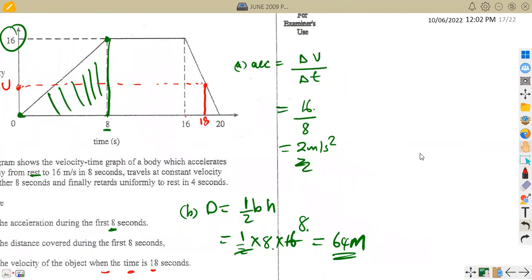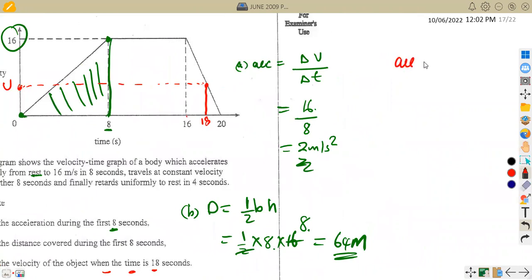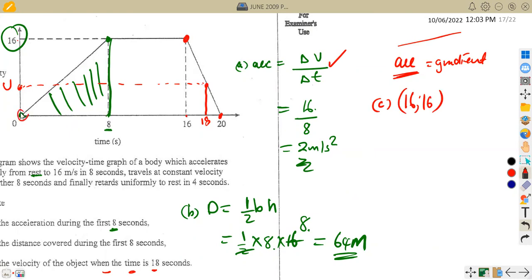Whenever you're dealing with acceleration, remember acceleration and gradient are the same thing. I told you that gradient on a straight line is the same, so it means acceleration is also the same. So what you're going to do is calculate the acceleration using the points on the last branch, from here to this point. You can use the change in V over the change in T, or you can use points. This point is 16 versus 16. The last point is 20 versus 0.